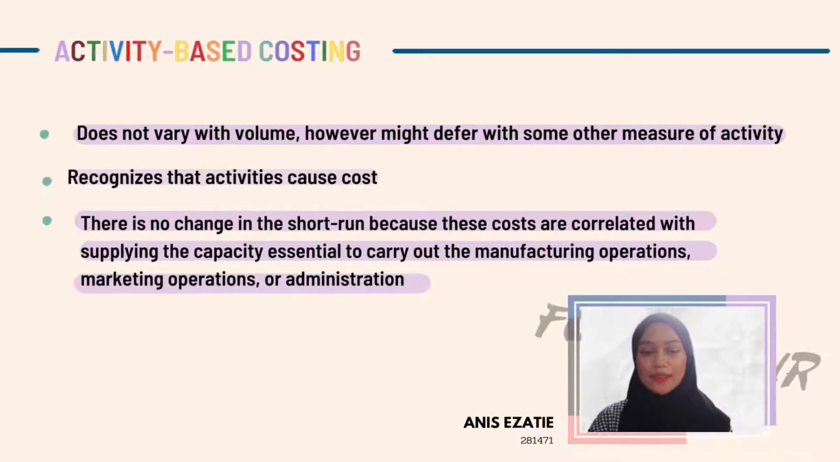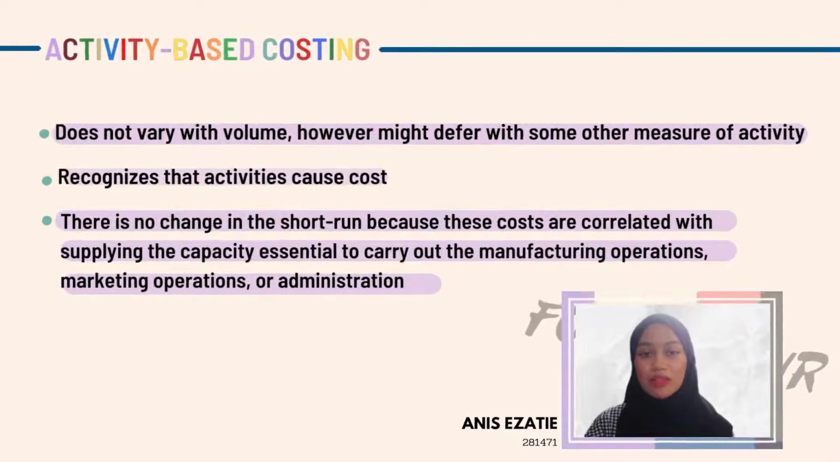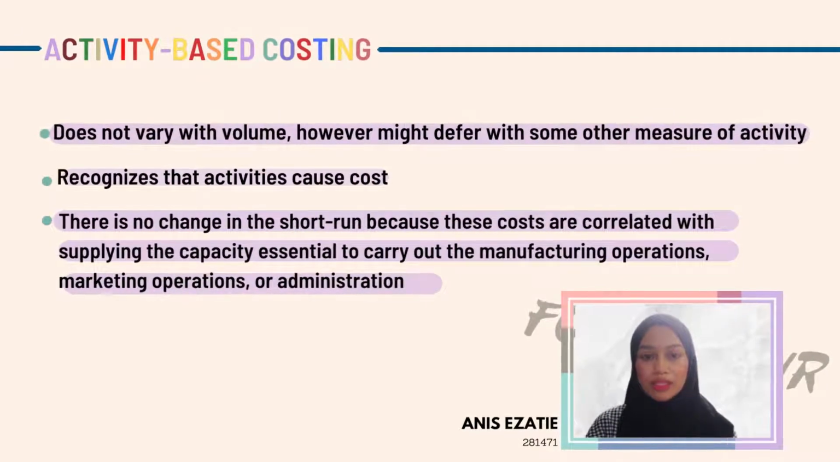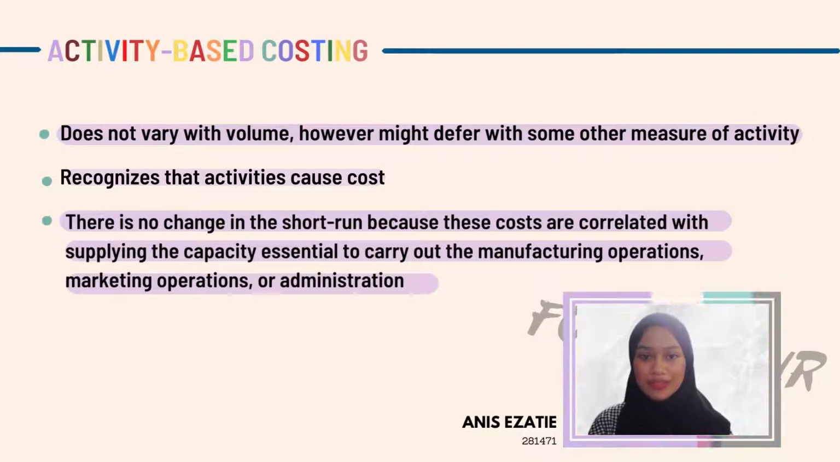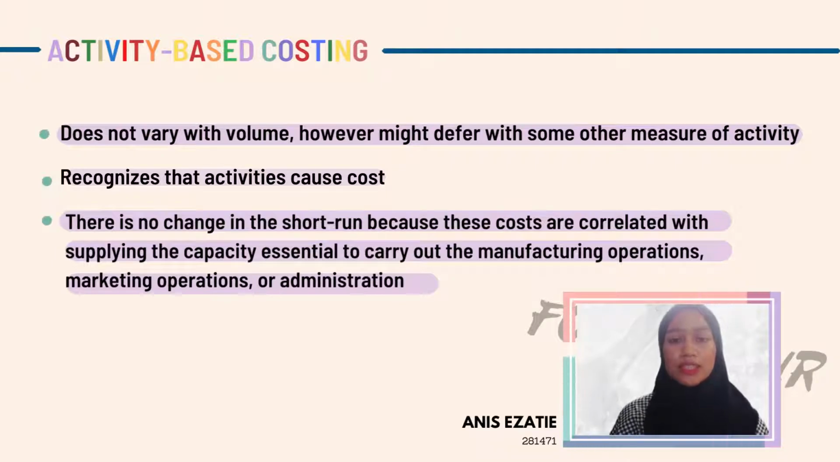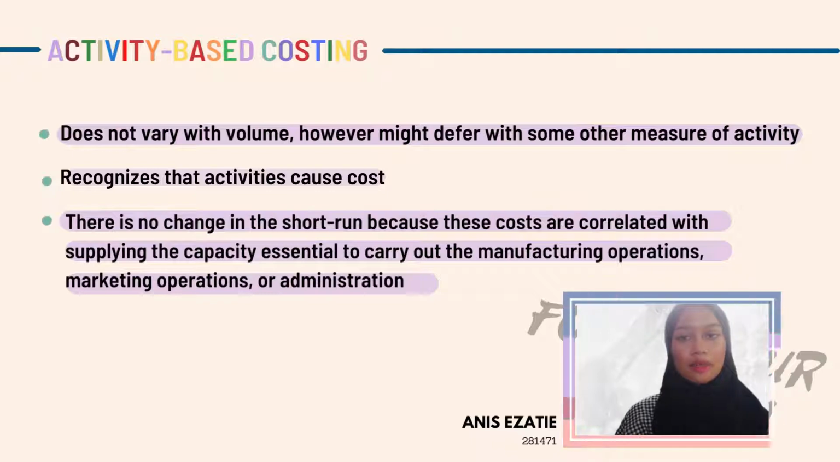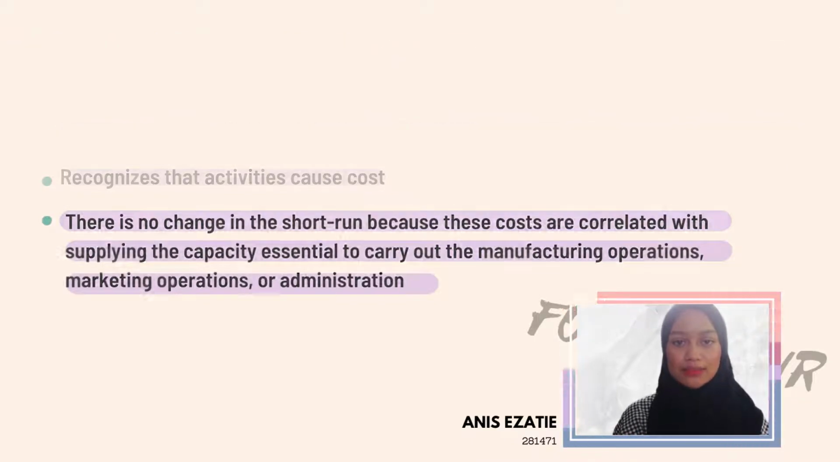Activity-based costing or ABC does not vary with volume. However, it might differ with some other measure of activity. Next, ABC recognized that activities cost. There is no change in the short run because these costs are correlated with supplying the capacity essential to carry out the manufacturing operations, marketing operations, or administrations.